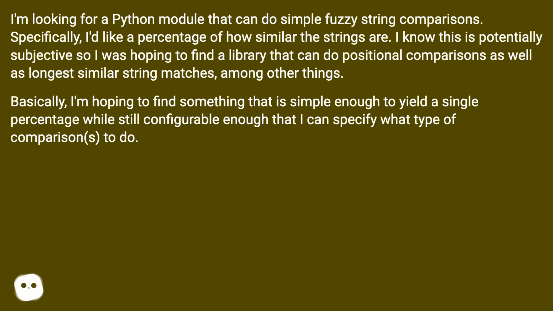I know this is potentially subjective, so I was hoping to find a library that can do positional comparisons as well as longest similar string matches, among other things. Basically, I'm hoping to find something that is simple enough to yield a single percentage while still configurable enough that I can specify what type of comparisons to do.